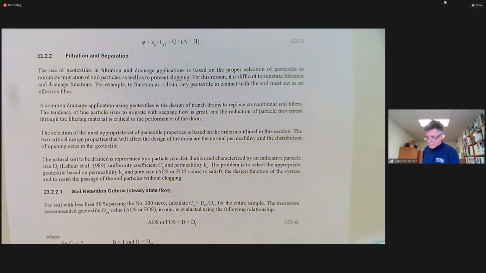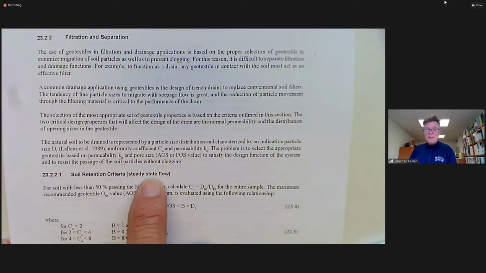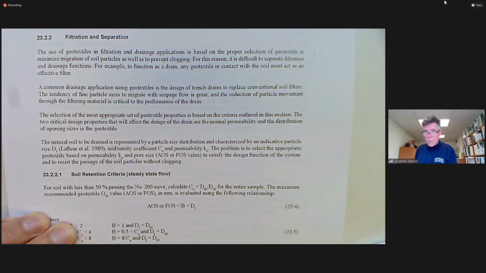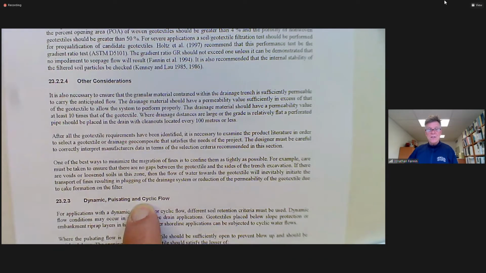Okay, so moving on. What about the design? What kind of criteria are we going to use for the design part of it? Where do these empirical criteria come from? Well, the first distinction that we tend to make is whether or not our seepage regime is steady state, unidirectional flow in one direction, or whether, if we skip over the page, we have a case of dynamic, pulsating, or cyclic flow.